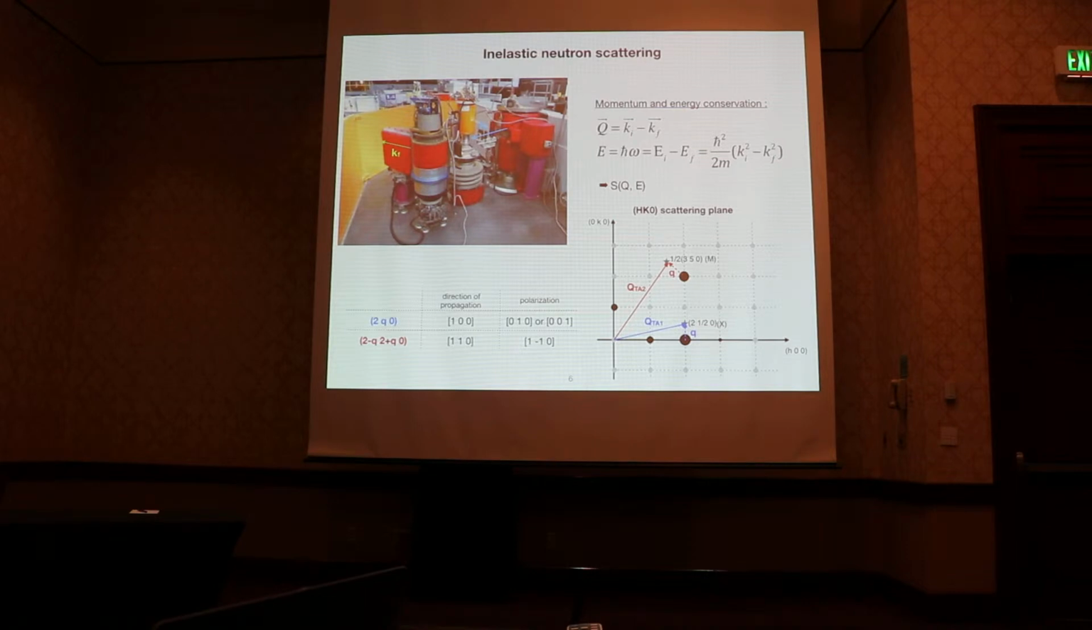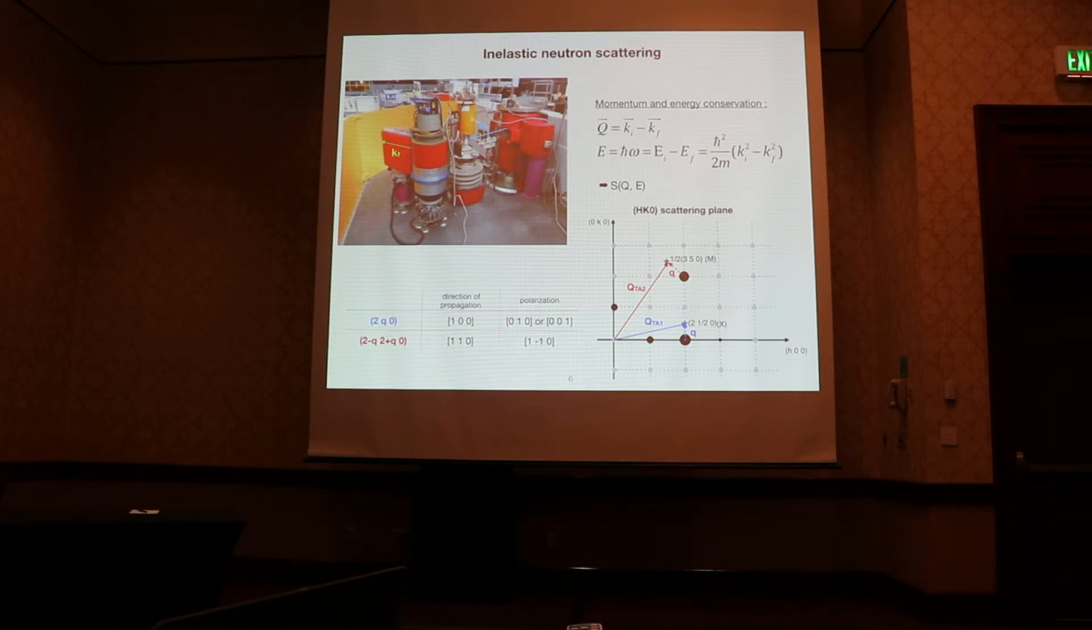So we have measured two phonon modes, two transverse acoustic phonon modes in the HK0 scattering plane. The first mode that I will call TA1 was measured around the bright peak 200 and towards the X symmetry point. And the second one, which is TA2, was measured around the 220 bright position and towards the M symmetry point.